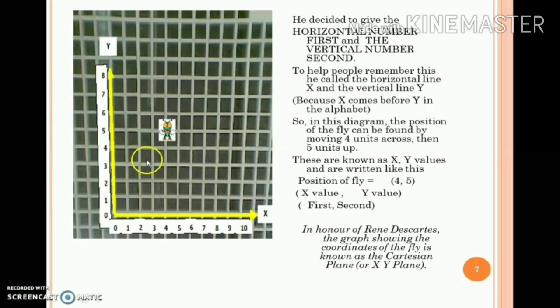So the x coordinate has a special name, that is abscissa, and the y coordinate is also known as ordinate. So in honor of René Descartes, the graph showing the coordinates of the fly is known as the Cartesian plane or xy plane.